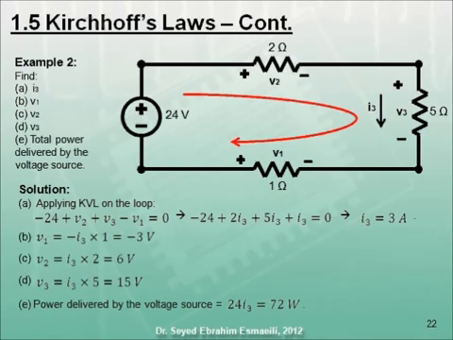The current I3 is flowing in the direction of the voltage rise across the independent voltage source. Hence, the power equation is written as P equals minus 24 times I3, which equals minus 72 watts. However, in our answer, we will write that the power delivered by the voltage source is equal to 72 watts. Notice that we don't put the negative sign, since the word delivered eliminates the need for the negative sign.